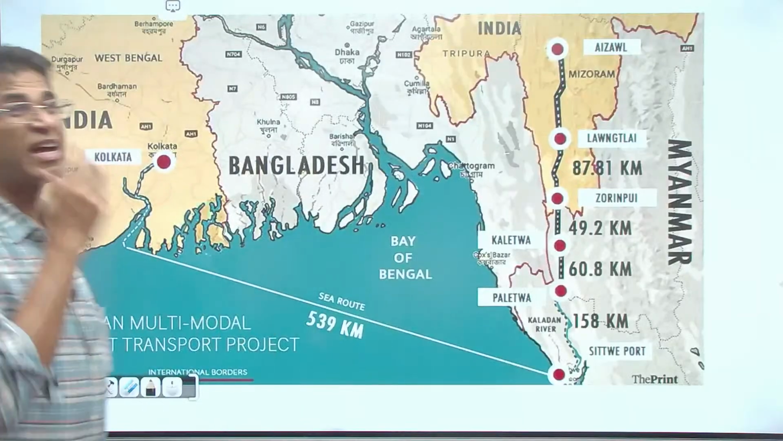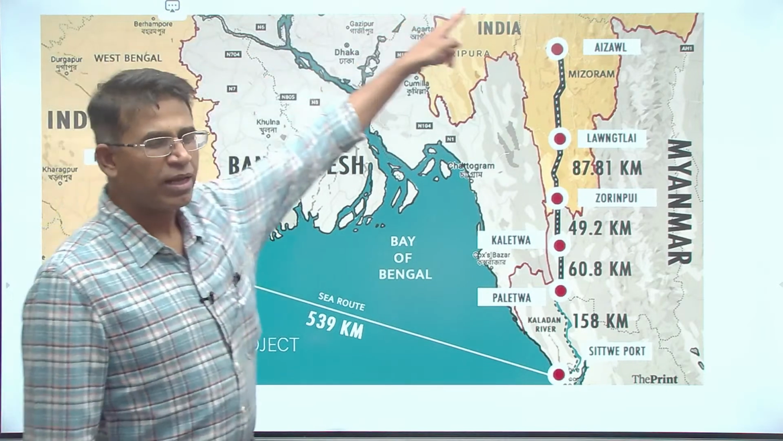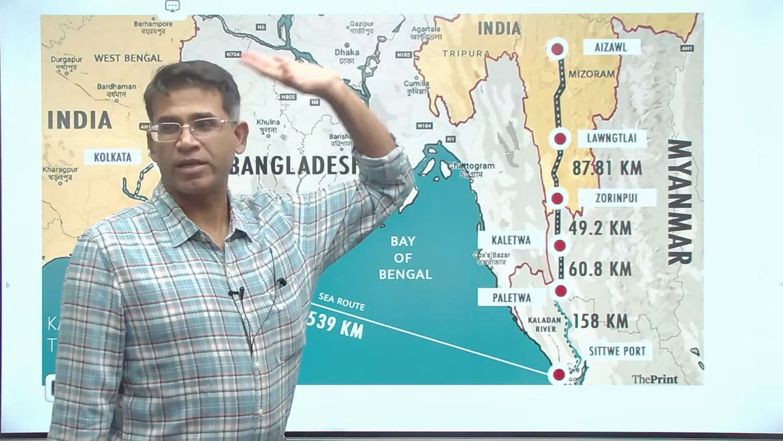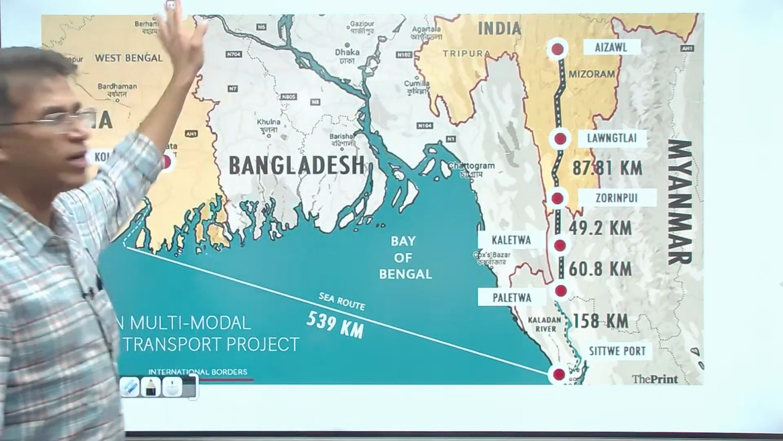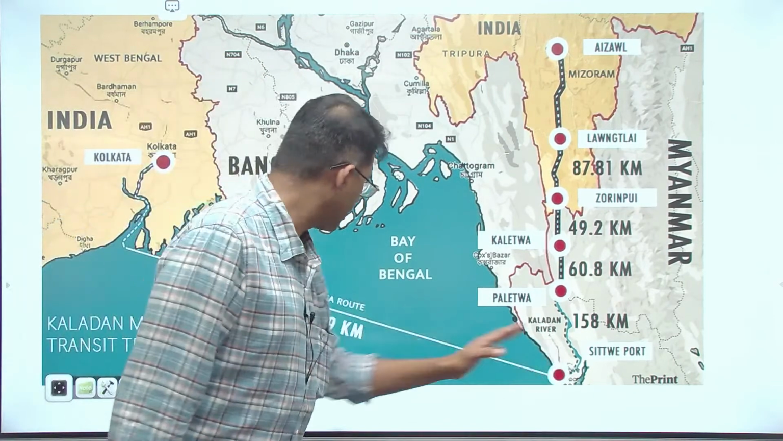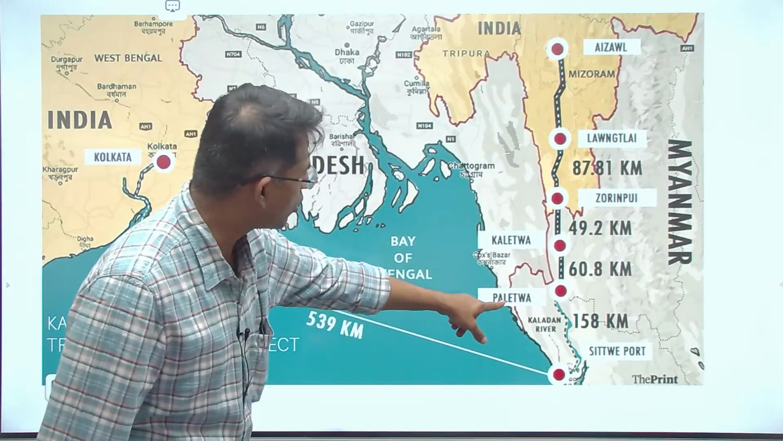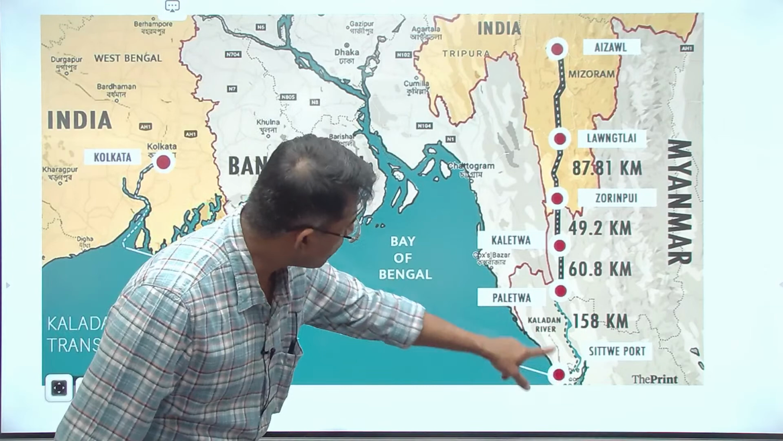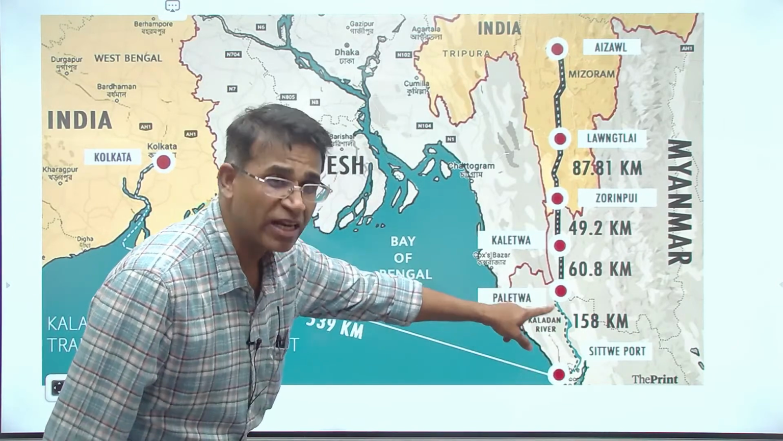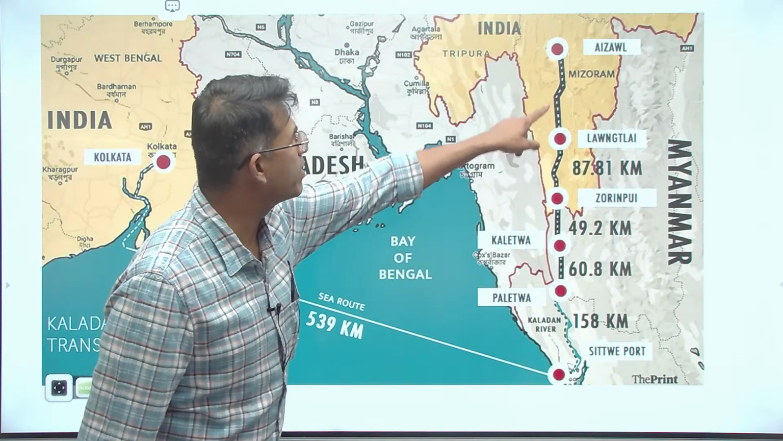So here is the diagram. If you all can see, that's Kolkata. If I go through land, the distance between Kolkata and Aizawl is more than 1300 kilometers, and it's arduous mountains. So now you have Kolkata to Sitwe, that's about 539. And then from Sitwe, you have the place called Paletwa, the Kaladan river. और यहां से you have got roadways coming to Aizawl.